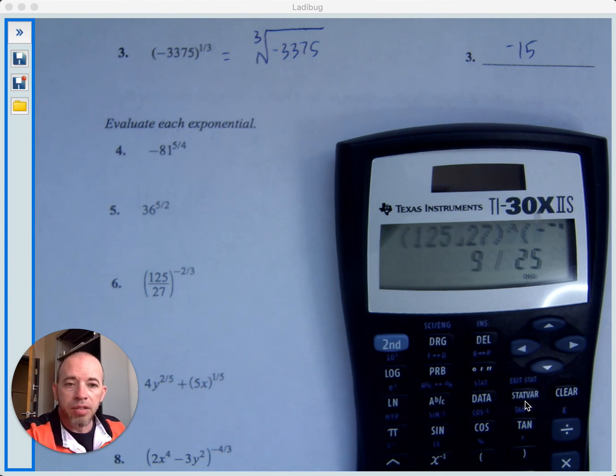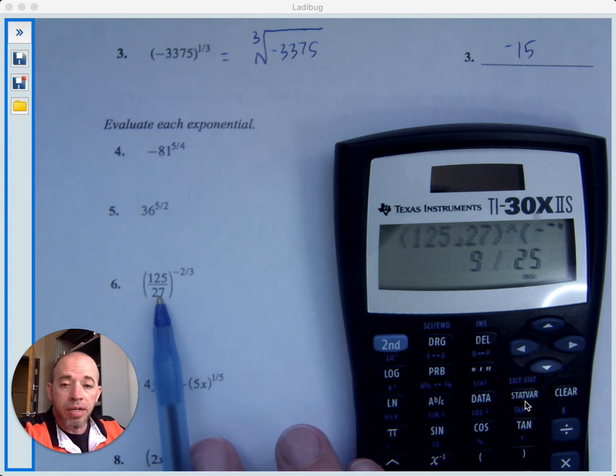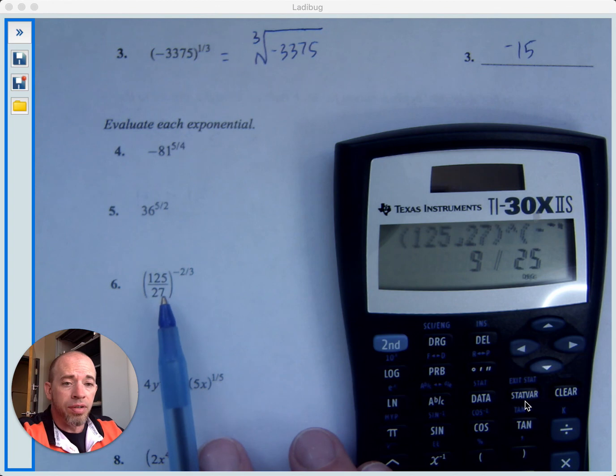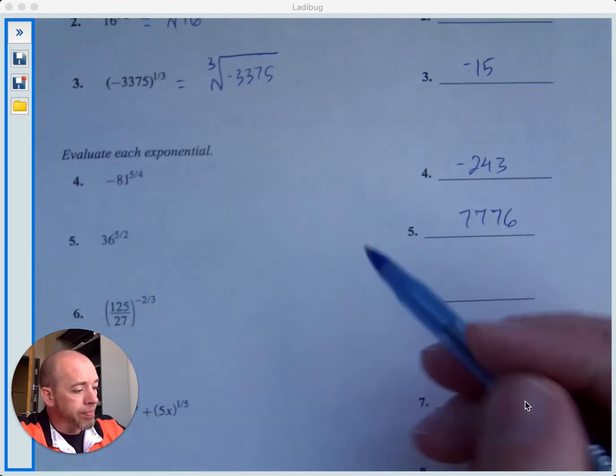We get a fractional answer, 9/25. Now if you start with a fraction, I would recommend using the fraction button, not the division symbol, because if you use the division symbol, it will probably give you a decimal answer, which is not going to be exact. It'll be rounded in some way, most likely. But here we get 9/25, just using our calculator, right?